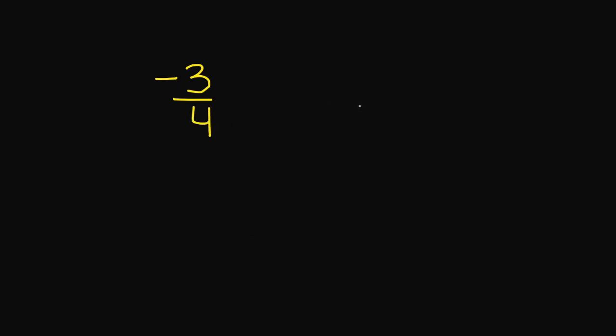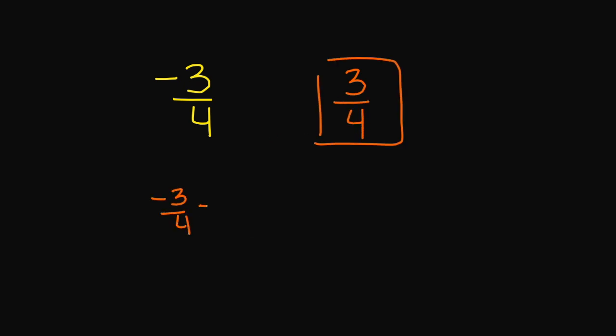What about -3 over 4? What is the opposite of -3 over 4? And the opposite here is going to be 3 over 4 because -3 over 4 plus 3 over 4 is going to equal 0. And because it equals 0, then we know, yes, this is the opposite. You may also write it like this.